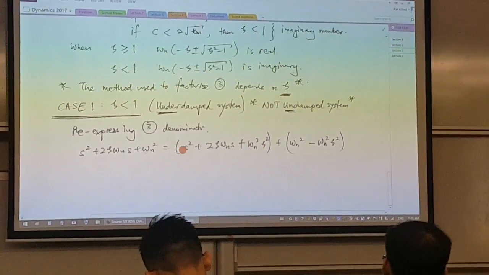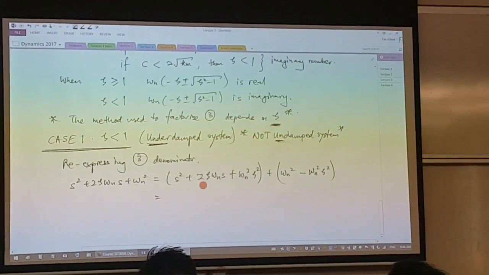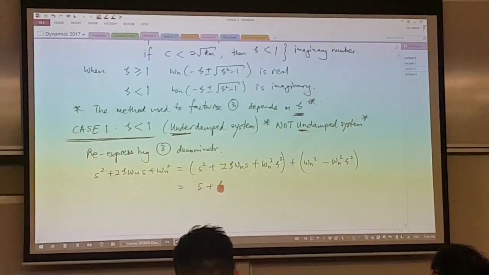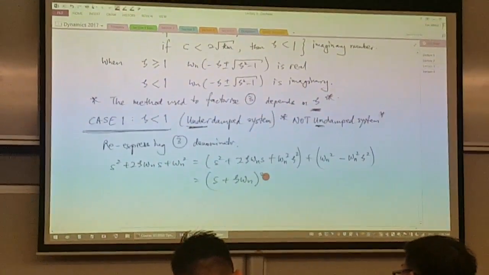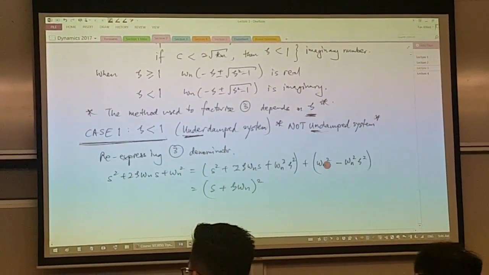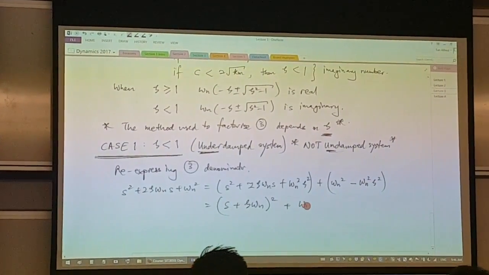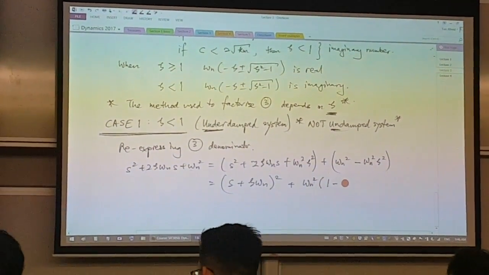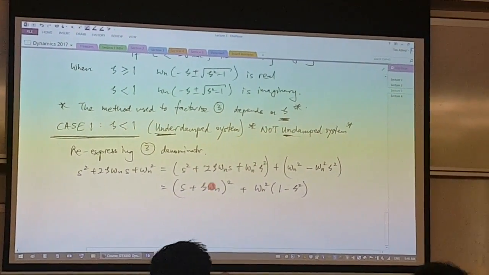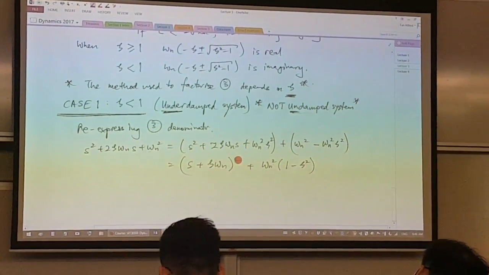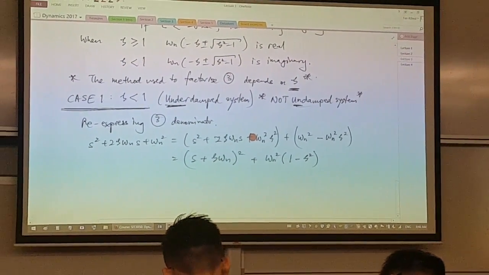Now, the term in this round bracket is actually the same as s plus zeta omega n, squared. They are the same. And in this other term, omega n squared is a common factor. I can bring it down. So I have 1 minus zeta squared left. How did this term come to this? Well, you can square it and you'll find that you get back to this term anyway. Right? That's the factorization.